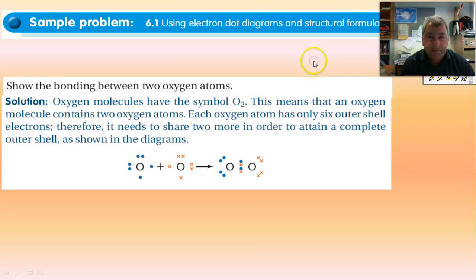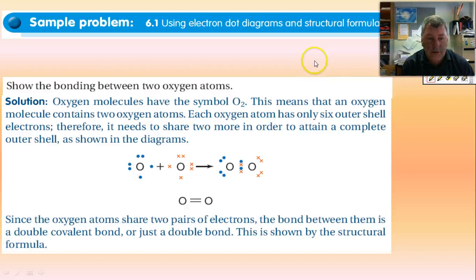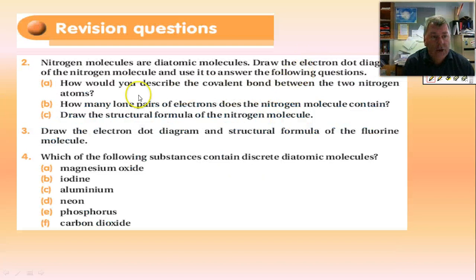Alright, so you should now be able to read that. It doesn't tell you much. There's our structural diagram, which we drew before. So you should now be able to do questions 2, 3 and 4 in your chapter. Any tricks to those? Nitrogen takes a little bit of practice. Then you should be able to work out that.